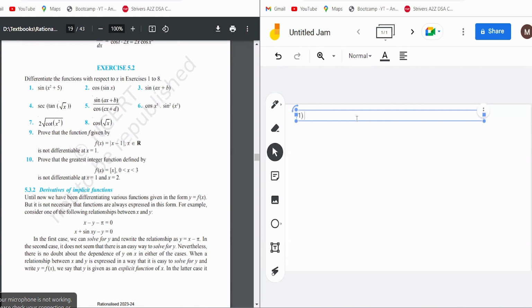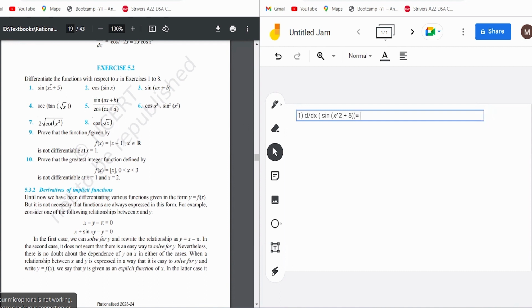Differentiate with respect to x. Okay. So sine of x square plus 5, d by dx of sine of x square plus 5. What we have to calculate? We have to calculate d by dx of sine of x square plus 5. This is what we have to calculate. So how will we calculate this?